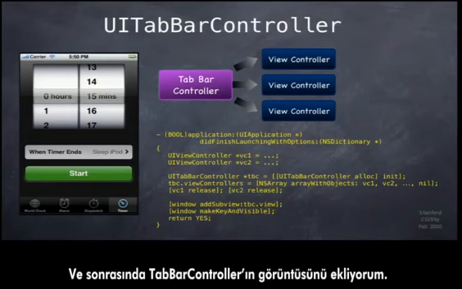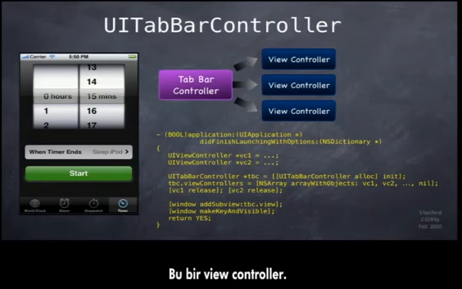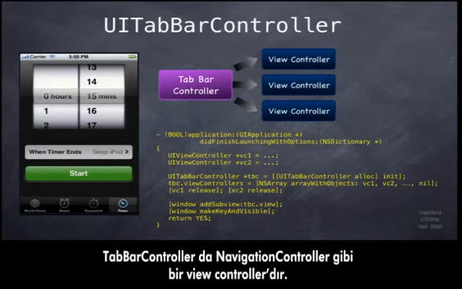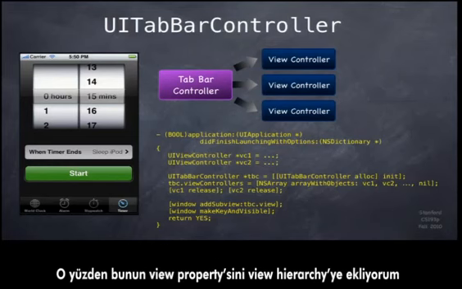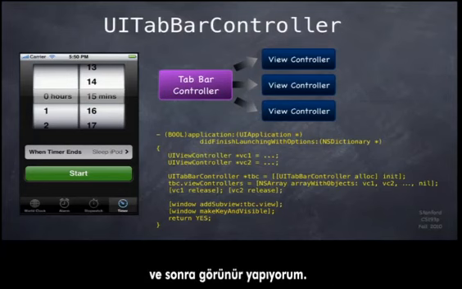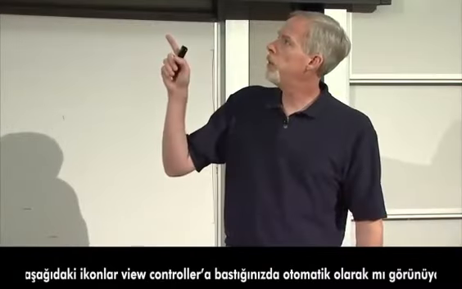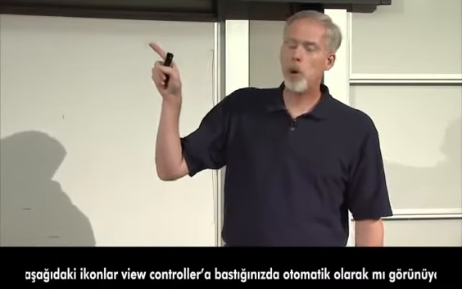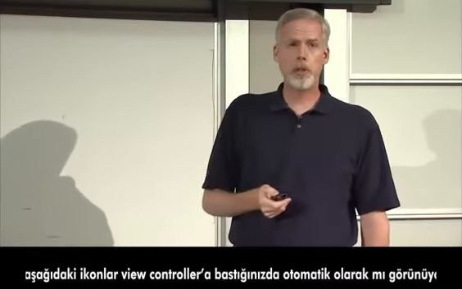And then I'm just adding the tab bar controller's view. The tab bar controller is a view controller, just like navigation controller. So I'm adding its .view property to the view hierarchy, and then makeKeyAndVisible. Question? So the question is, do the icons at the bottom show up automatically when you push the view controller? And that's what I'm going to talk about next. Thank you.